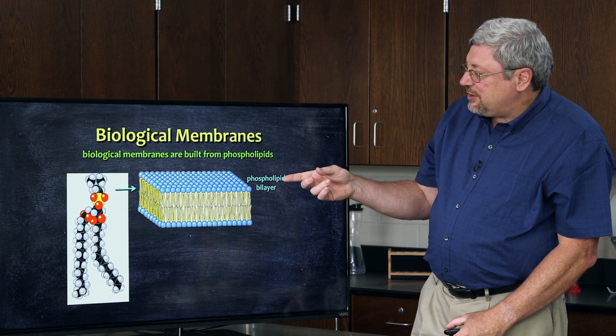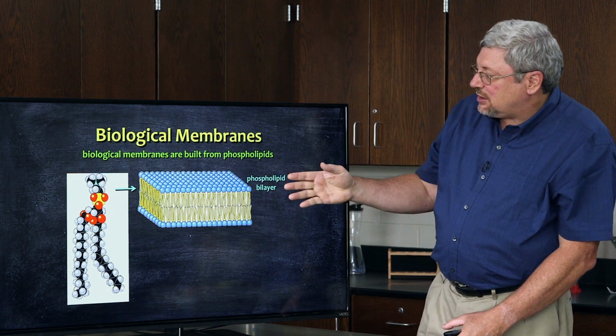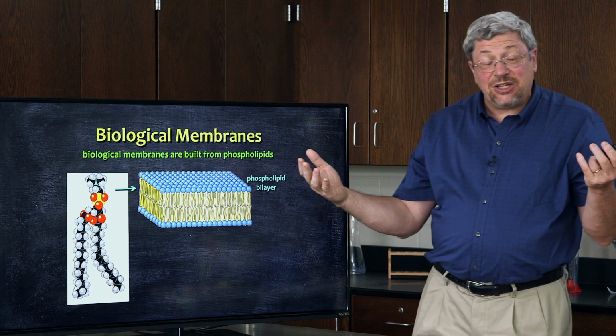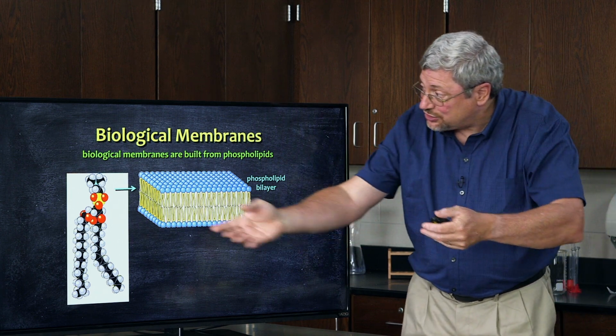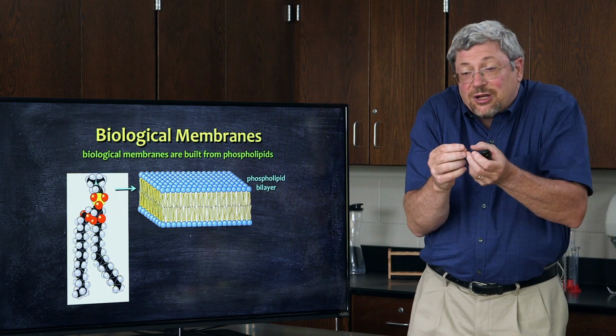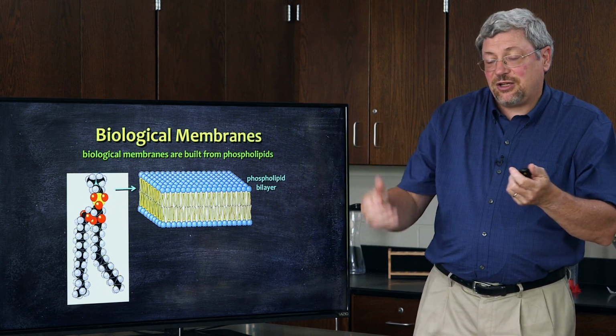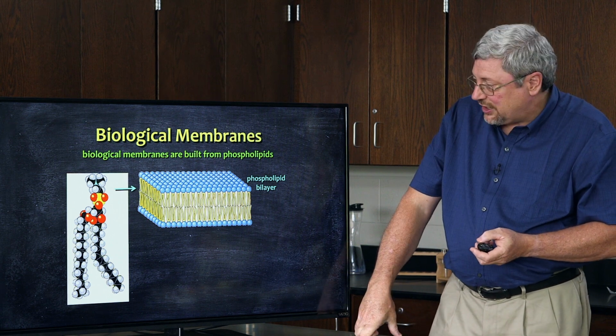This phospholipid bilayer, 2 layers, feet to feet, actually automatically results from throwing a bunch of these phospholipids into water. They just automatically gather together in this sort of fashion because one end of the molecule likes water and the other does not.